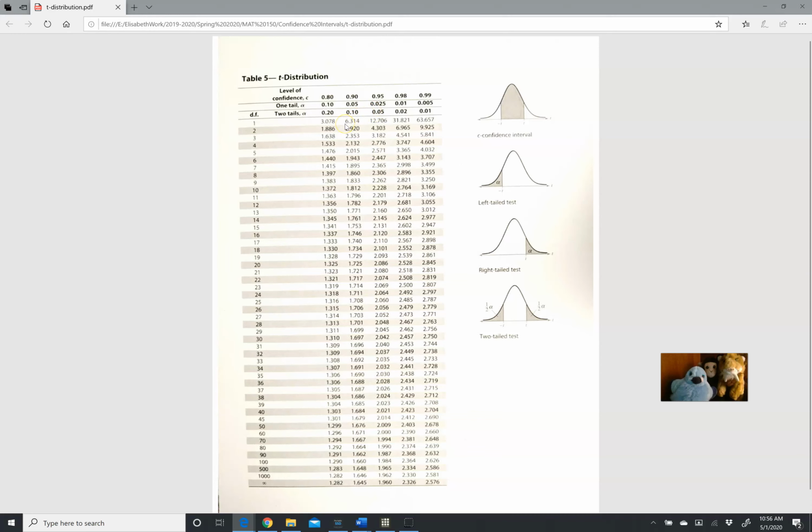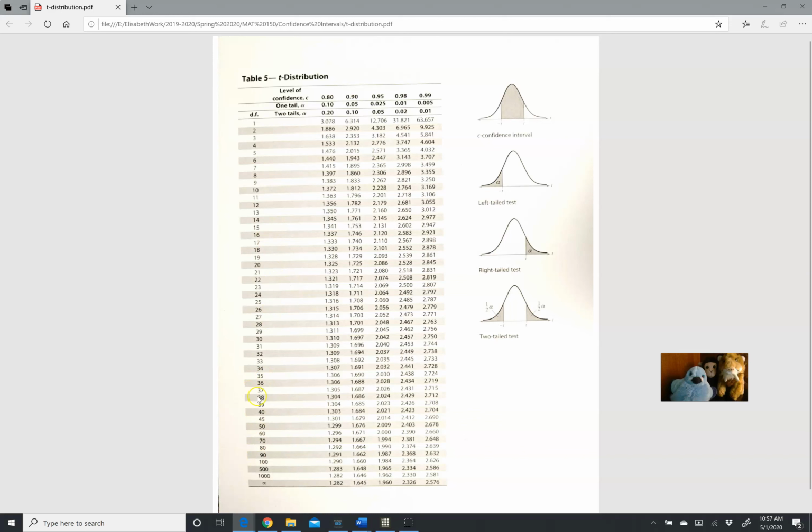If it's a two-tail test and your alpha is 0.02, you're going to be looking at this column here. So two-tail test, we look at the bottom. One-tail test, we look at the middle. The top row is what we were looking at when we were doing confidence intervals. And then you go to your degrees of freedom.